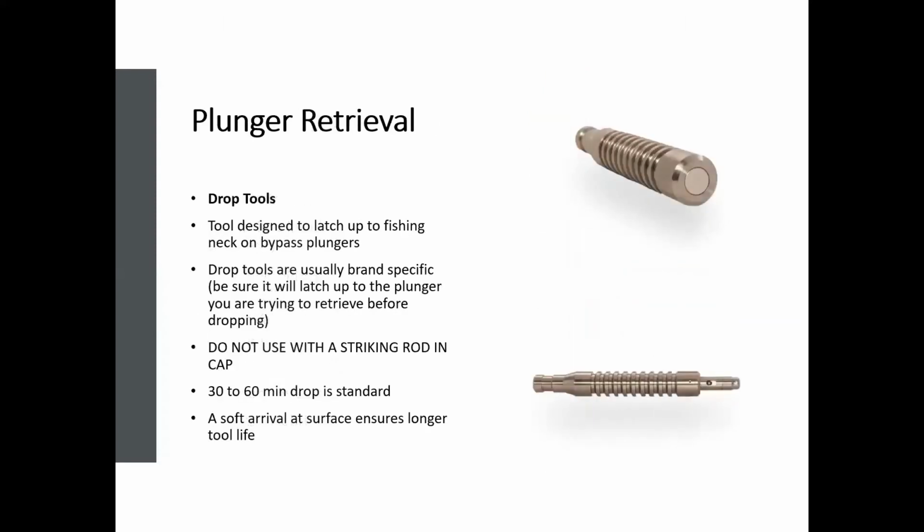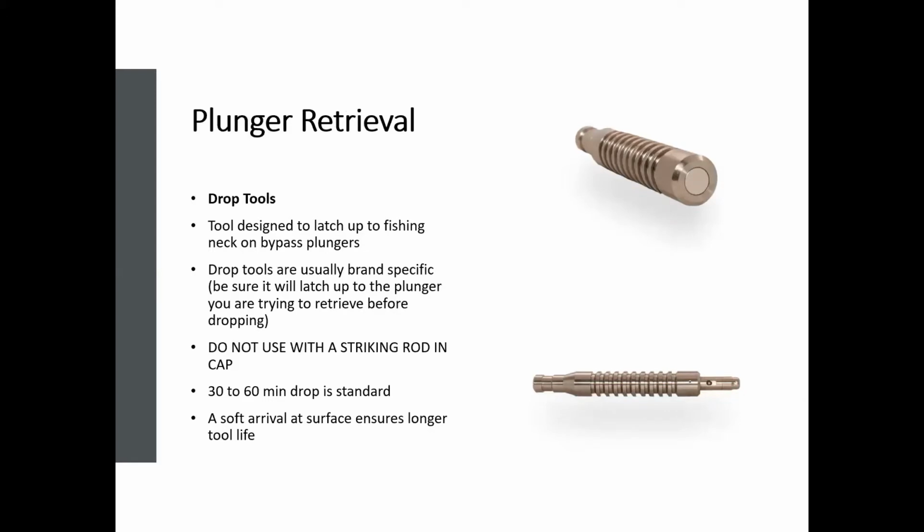Next is a plunger retrieval tool. These can be dropped to retrieve a plunger that's stuck downhole. The tool is designed to latch the fishing neck of plungers, or there's also the option of a magnet plunger. Drop tools are usually brand specific, so make sure whatever you're trying to fish out, test it at surface to make sure it's actually going to latch that tool before you drop it downhole.